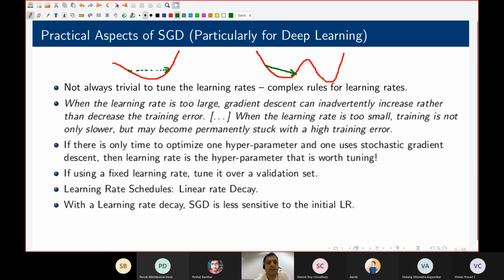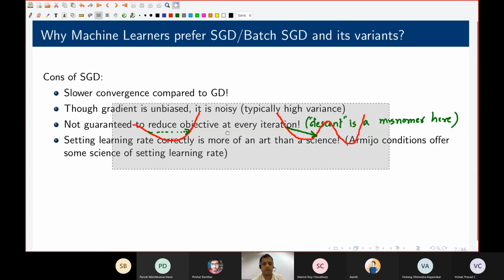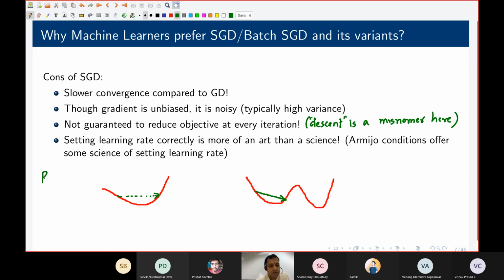Actually, I have brought that picture later on, but let me copy this here as well. I'll discuss this from a different perspective. One pro could be that you have the capacity to escape local minima. So the left hand case is not an issue. But let's discuss the right hand case.